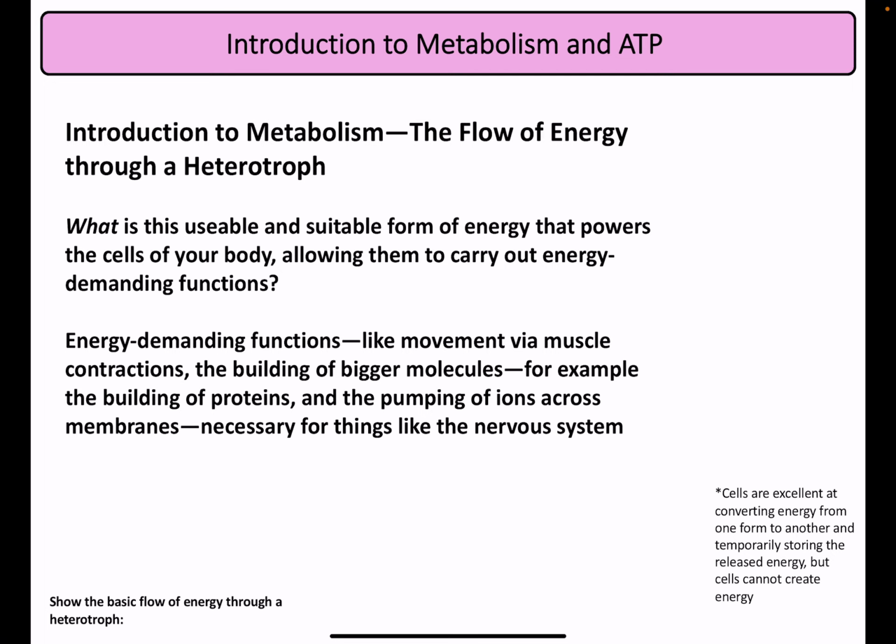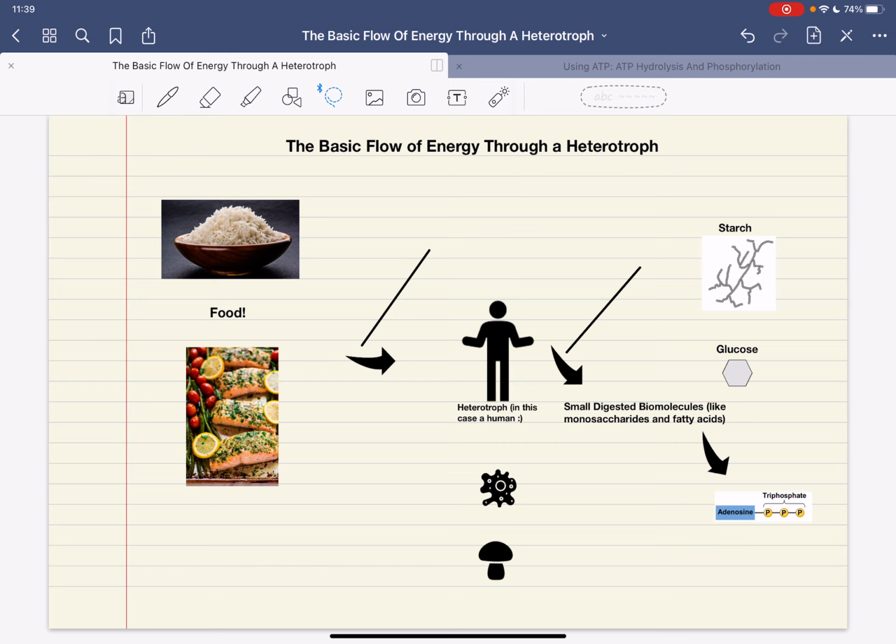So where do you get the energy to do these energy-demanding processes? Well, the answer is a molecule called ATP, which we're going to talk a lot about at the end of this video. But for now, I'm going to take you through a little diagram that shows the basic flow of energy through a heterotroph. So this is a nice picture because it really summarizes everything that we're going to be talking about in this entire module.